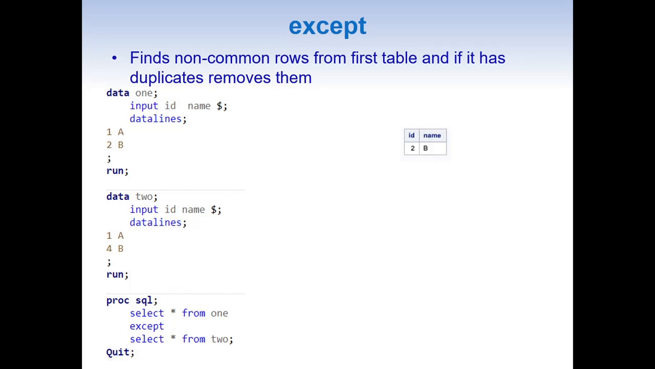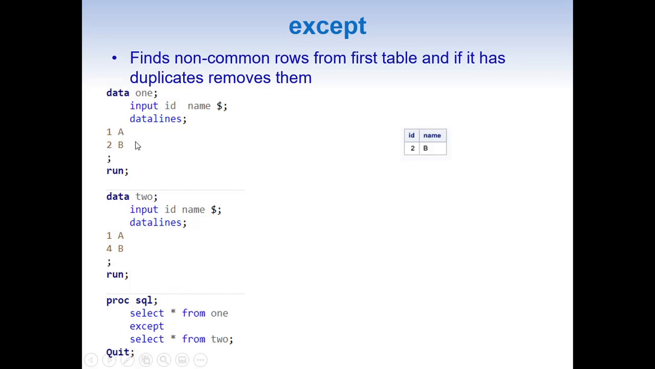Now let us quickly look into except. Again we are taking the same data sets, and instead of intersect we are using except here. Everything else is the same. Except is a little different. What it does is find non-common rows from the first table, and if it has duplicates it will remove them.